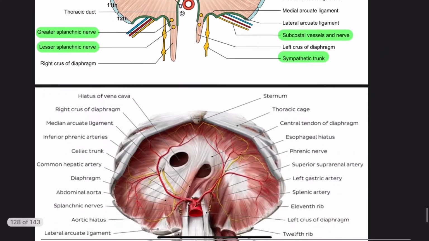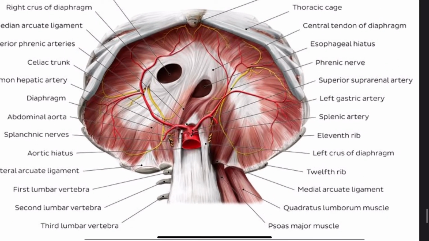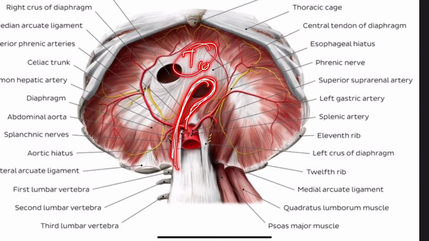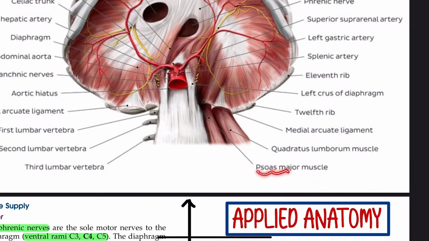Right. Now another diagram here in which you can clearly appreciate the splitting of the right crus to form the esophageal opening at the level of T10, right? And the two muscles: psoas major muscle covered on the upper side by the median arcuate ligament, and the quadratus lumborum muscle covered on the upper side by the lateral arcuate ligament.